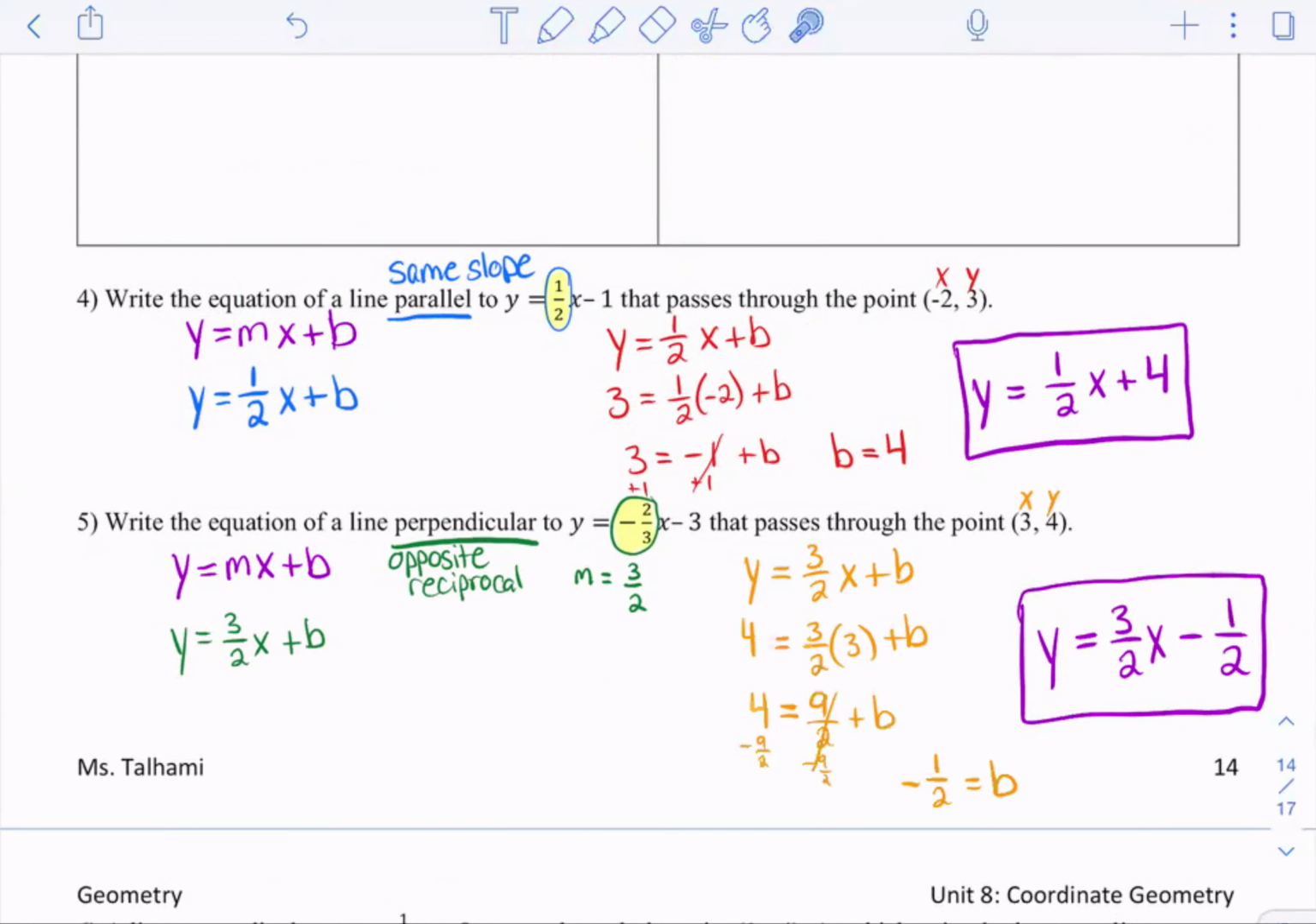Beautiful. So there you have it. That is how you write the equation of a line parallel or perpendicular to another line.